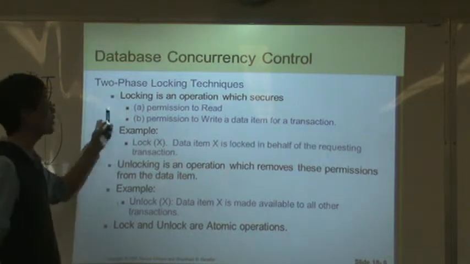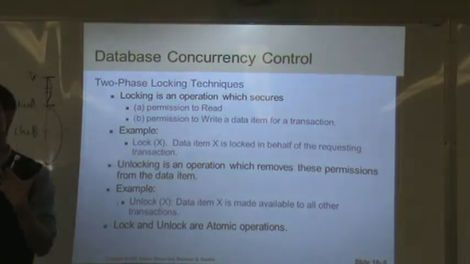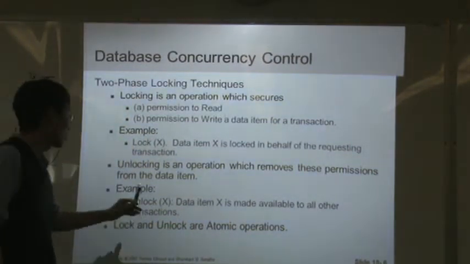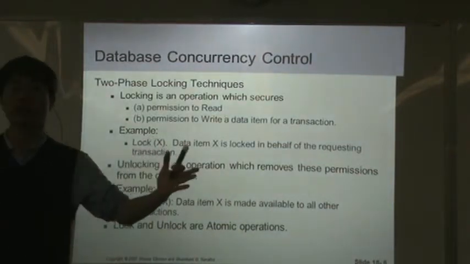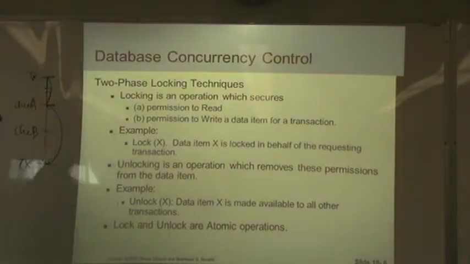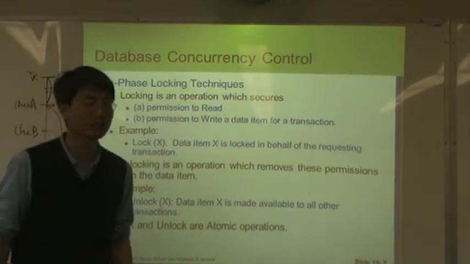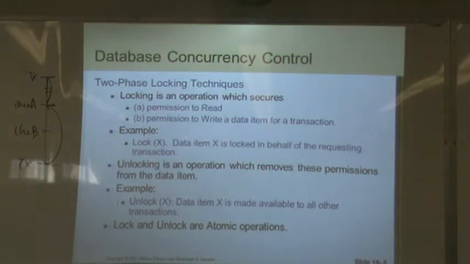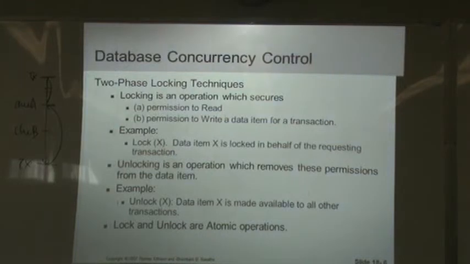Which means there are 2 steps. One is the locking phase, and another one is the unlocking phase. So there is a lock item X, and there is another unlock item X. Release the resource, and the next one will take the resource X. There are 2 types of locks in a database: read lock and write lock. Read lock is a shared lock, which means everybody can share the same data item. On the other hand, write lock is an exclusive lock. Only one transaction can take the lock.